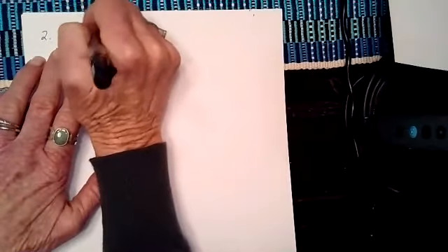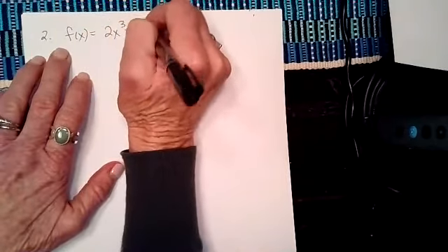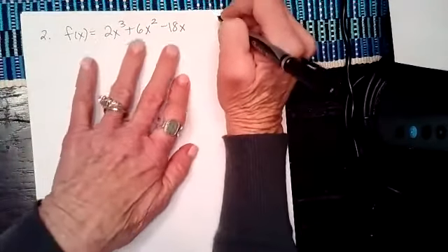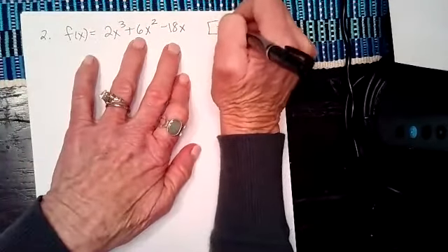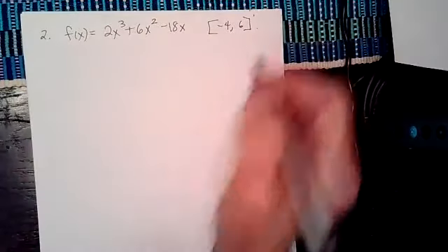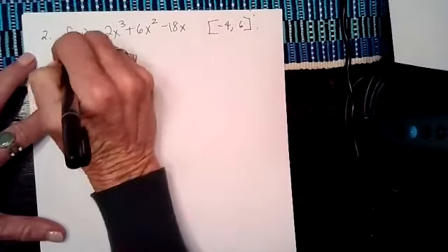All right, so here's my function. f of x is 2x cubed plus 6x squared minus 18x. And they give me the closed interval, -4, 6. Okay, and they want me to find the absolute maximum and the absolute minimum.